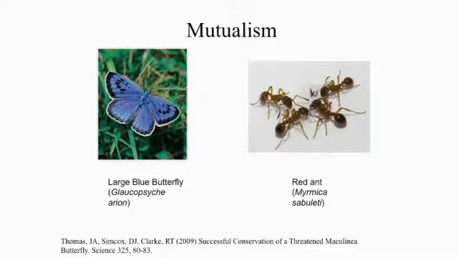So the second example I want to talk about is mutualism. Now, mutualism basically means that there's an interaction between two different species, and the interaction results in a mutual benefit for both species. So there's nothing more classic than the example of the large blue butterfly and the red ant interaction. So basically, the large blue butterfly caterpillar feeds on wild thyme and marjoram, and when it reaches its third instar level, it starts secreting a honeydew substance which attracts the red ant species.